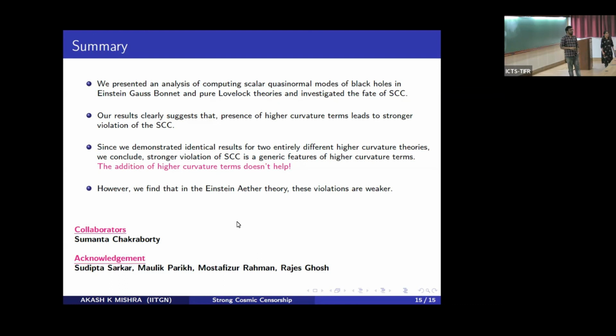I was wondering, instead of trying to modify GR, what about trying to include quantum effects? So there are papers that actually studied this, and it turns out that the quantum effects are very tiny as compared to these classical effects. The classical effect will always be dominant. These quantum effects are always subdominant. So by introducing quantum effects, you cannot cancel this violation.